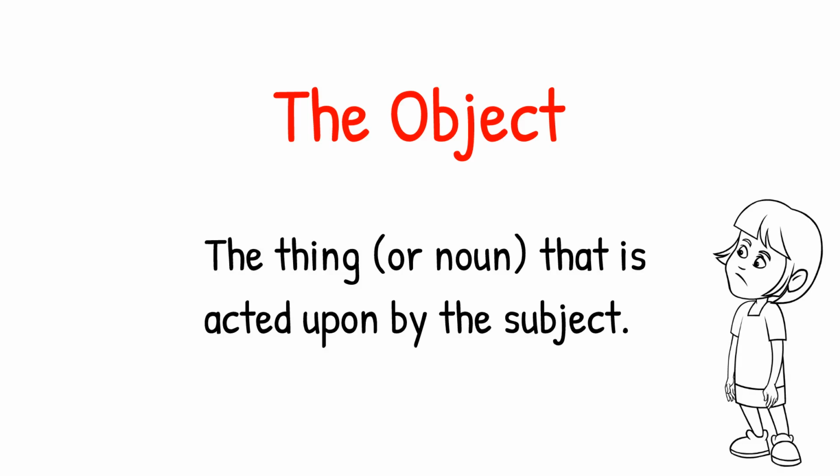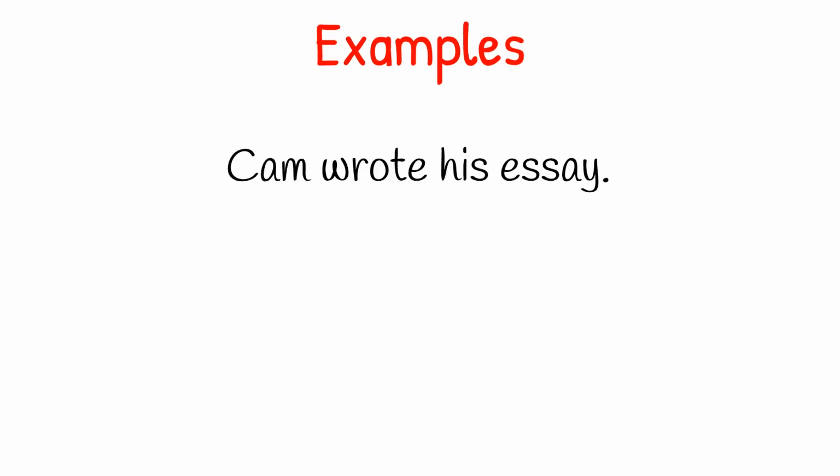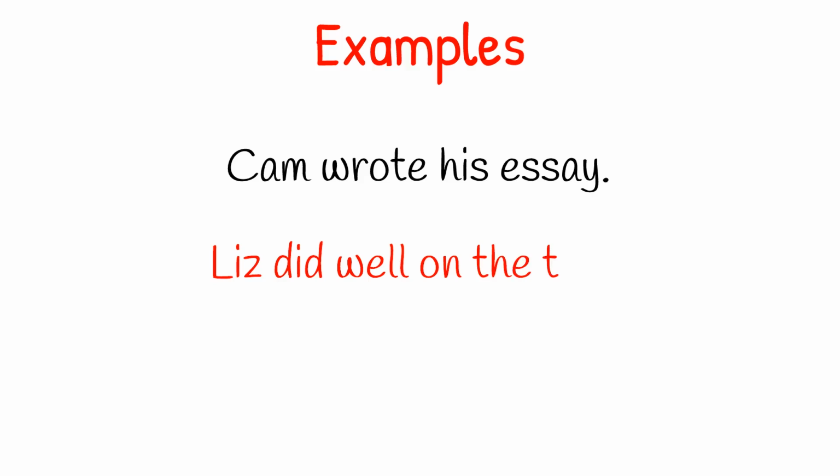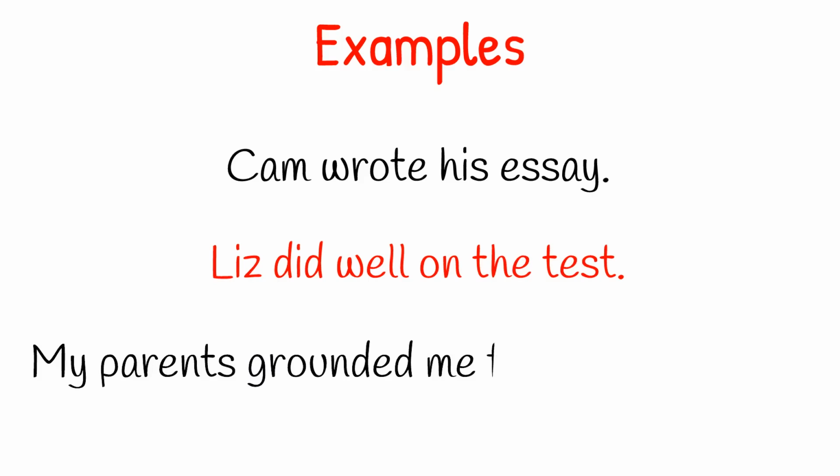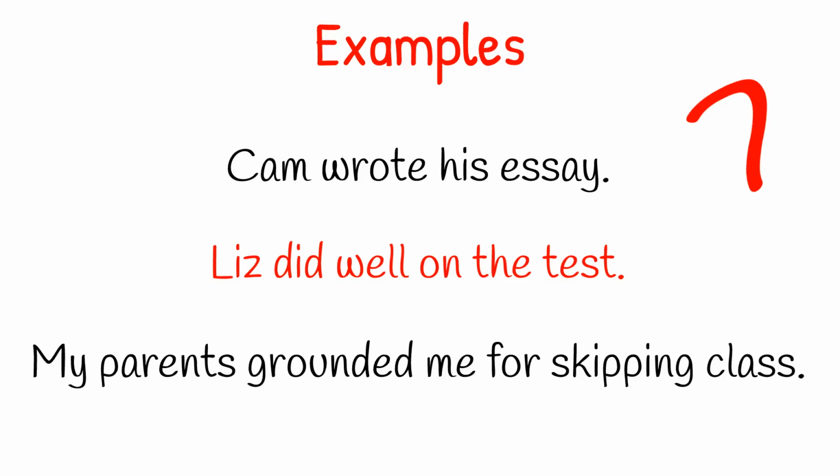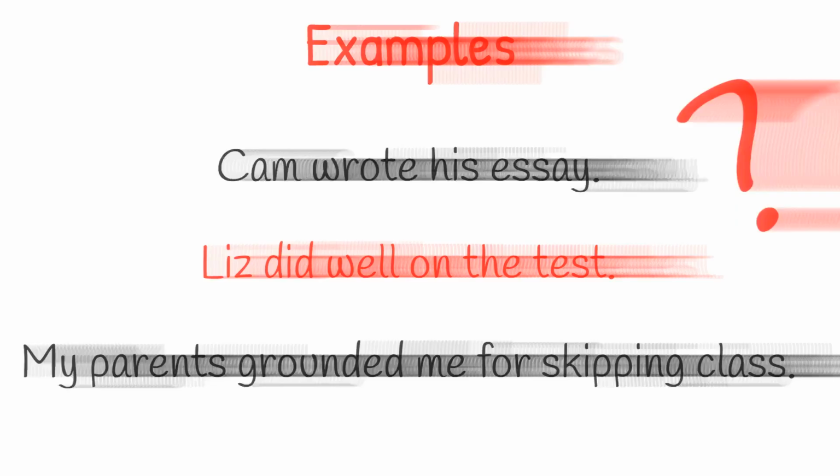Let's look at some examples of an object in a sentence. Cam wrote his essay. Liz did well on the test. My parents grounded me for skipping class. Based on our definition, can you identify the object in these sentences? Remember, the object is the noun that is acted upon.